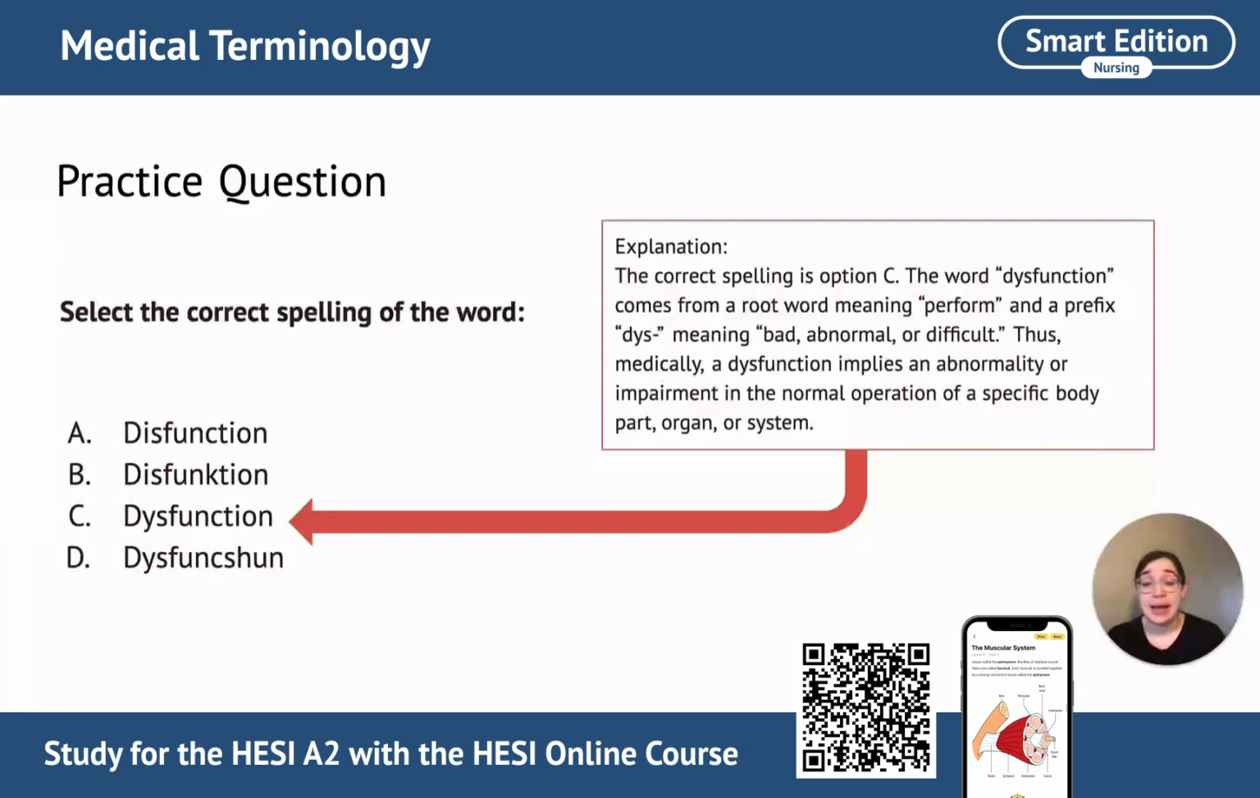An example of a dysfunction would be an erectile dysfunction. In an erectile dysfunction, a male is not able to achieve an erection as he typically would. So that part of his body is not working normally. And you can see how that relates to the broken down definition of the word dysfunction that we just provided. And again, option C is the correct spelling of this word.